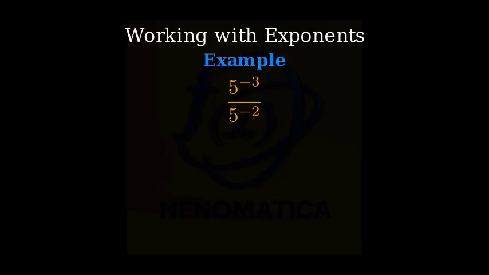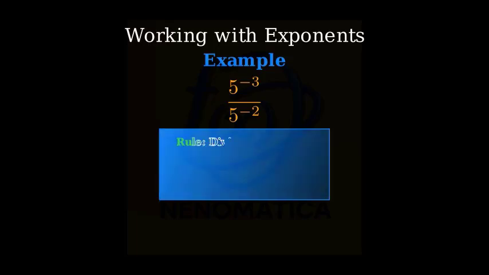We need to evaluate the expression 5 raised to the power of -3 divided by 5 raised to the power of -2. When we divide exponential expressions with the same base, we can use the division rule of exponents. Let's recall this rule. Applying this rule, we subtract the exponents. So 5 raised to -3 divided by 5 raised to -2 equals 5 raised to -3 minus -2.